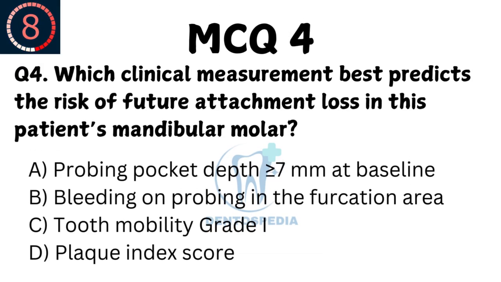Question 4. Which clinical measurement best predicts the risk of future attachment loss in this patient's mandibular molar? Options are A. Probing pocket depth 7 mm or more at baseline. B. Bleeding on probing in the furcation area. C. Tooth mobility grade 1. D. Plaque index score. Pause for a moment and think.